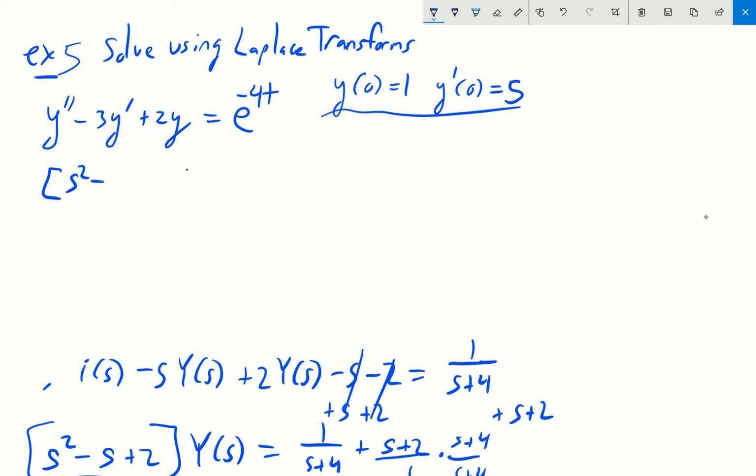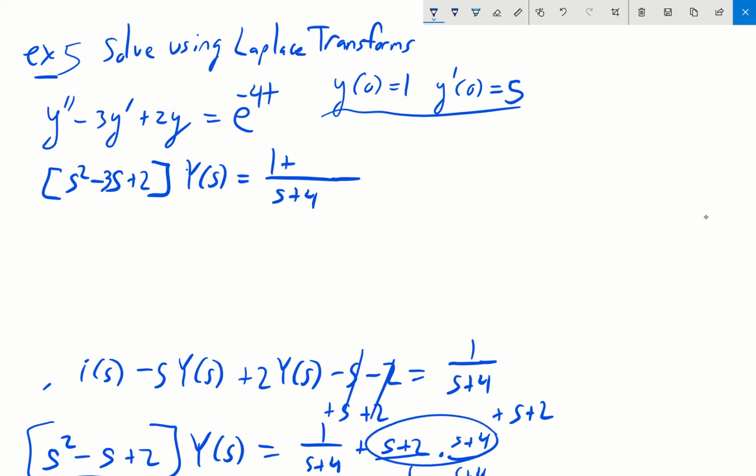So I'll keep this for the moment as s squared minus s plus 2. I feel like I dropped a 3 somewhere. Shoot, hold on one second. Yeah, I'm sorry, this should be 3. I had it originally, and it fell out somewhere. But this should be s squared minus 3s plus 2 times y of s is equal to, on this right-hand side, we're going to get a common denominator of s plus 4. This numerator had a 1 with it, plus, if we multiply this out, we are going to get s squared plus 6s plus 8.